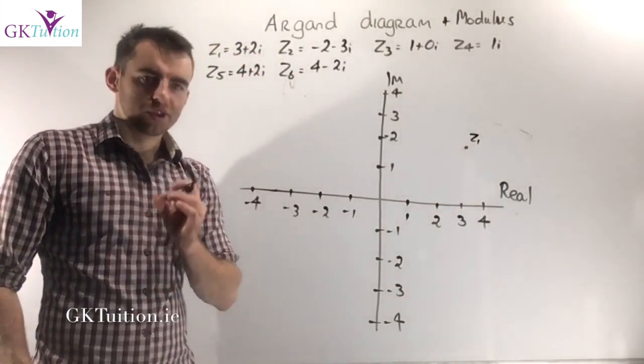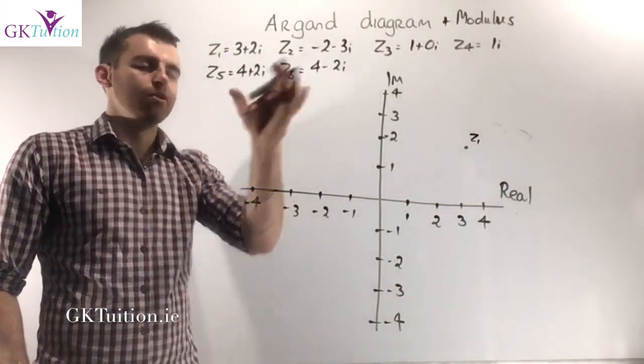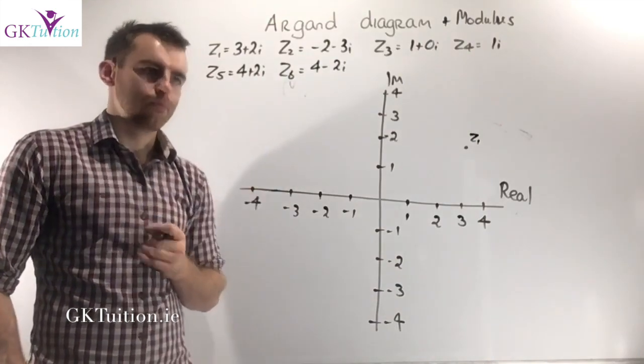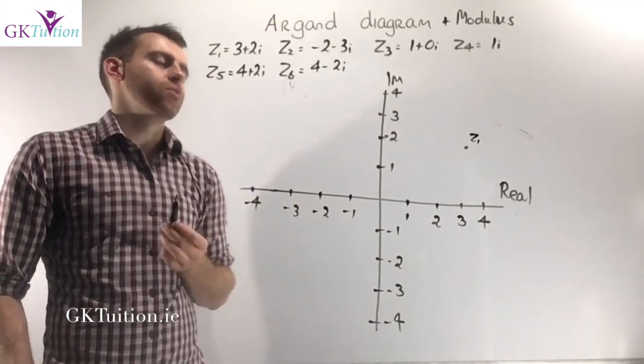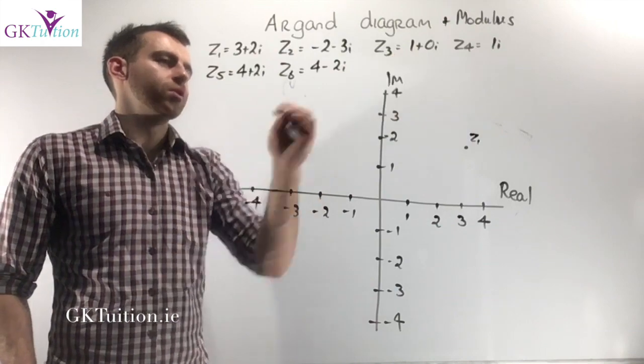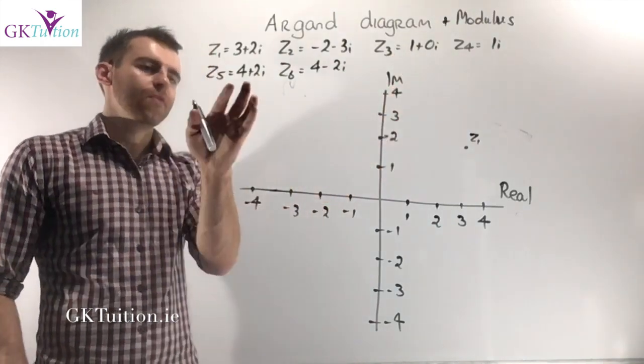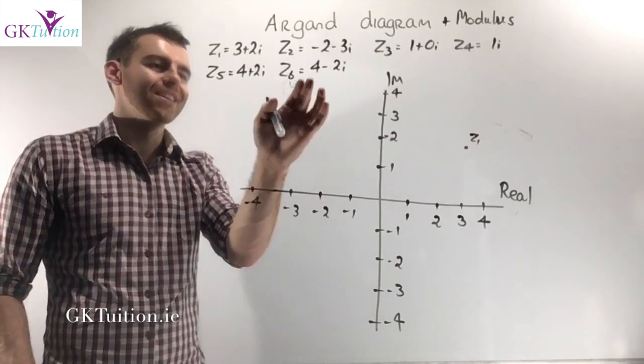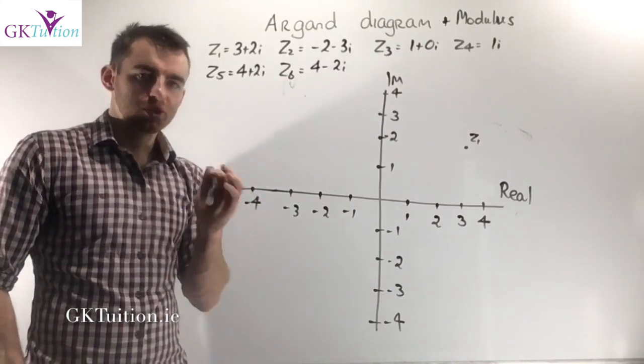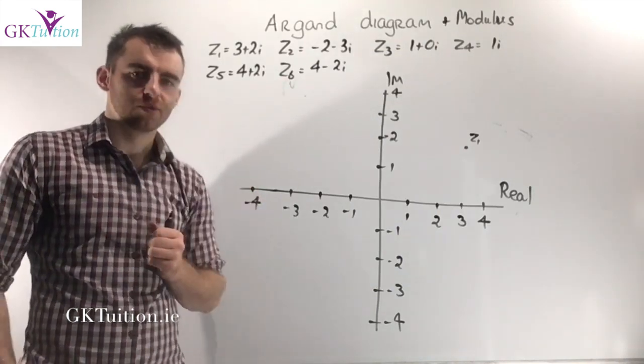With that in mind, I want you to just pause the video, plot my other 5 points, and I'm going to go through them now. Z2 is minus 2 minus 3i, Z3 is 1 plus 0i, Z4 is 0 plus 1i, Z5 is 4 plus 2i, and Z6 is 4 minus 2i. So just pause the video and plot those few points now.